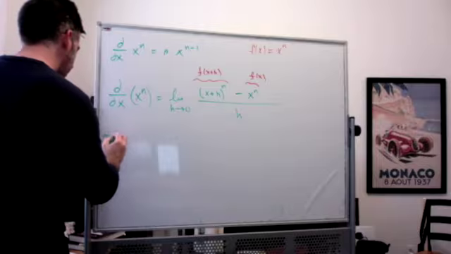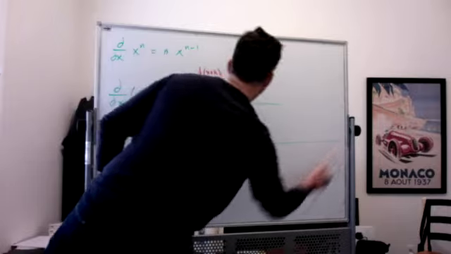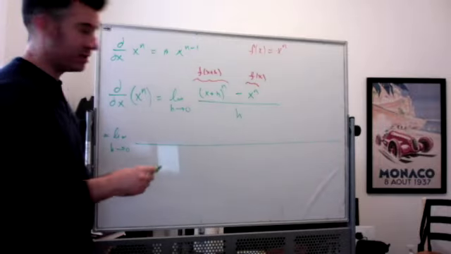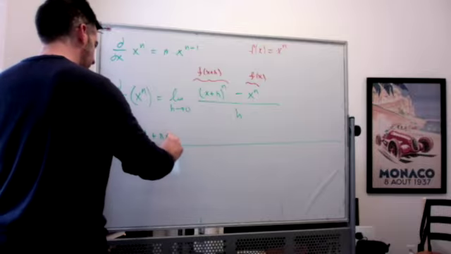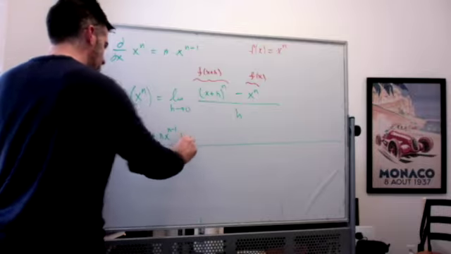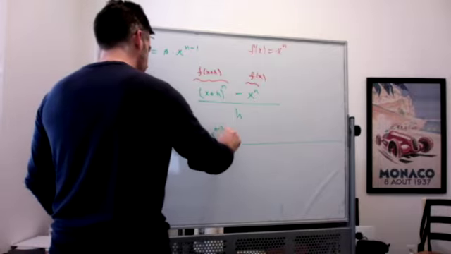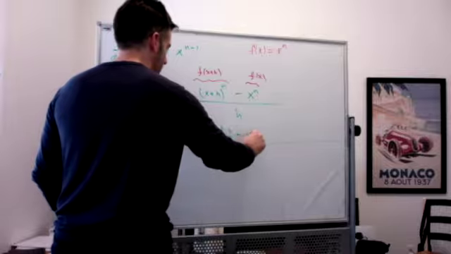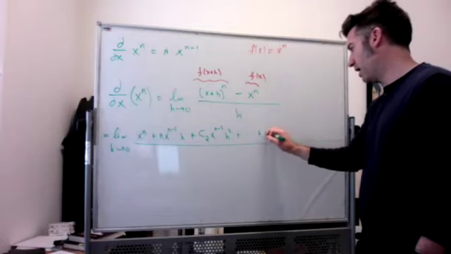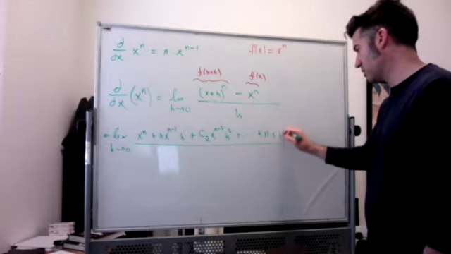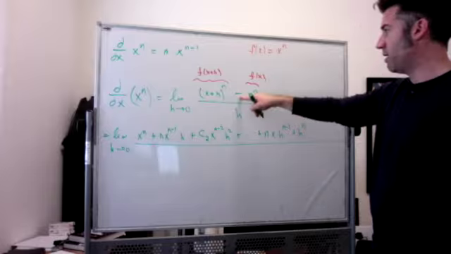So here's what we get. Because the limit as h goes to 0 of (x plus h) to the n, which we just said was 1 times x to the n plus n times x to the n minus 1 times h plus some other constant times x to the n minus 2 times h squared, plus all the way to the last couple terms, which were n times x times h to the n minus 1 plus h to the n, and then minus x to the n.